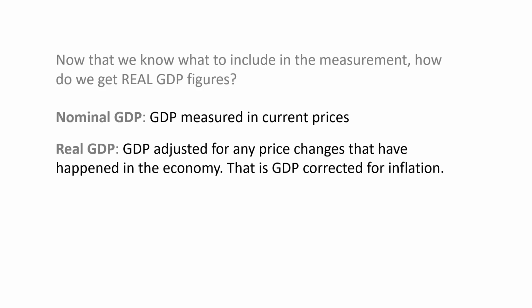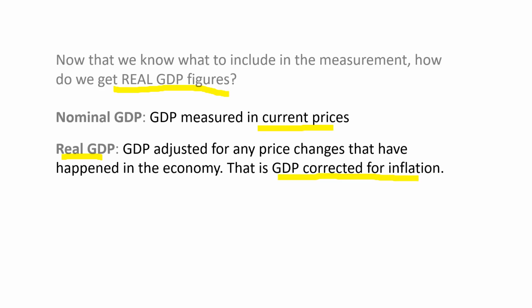We discussed earlier how to measure GDP under the expenditure approach, and we also discussed the four components in GDP. Now, how do we get real GDP figures? Nominal GDP is GDP measured in current prices, and it's unadjusted for inflation, while real GDP is GDP adjusted for any price changes that have happened in the economy. So real GDP is corrected for inflation to reflect the changes in output.